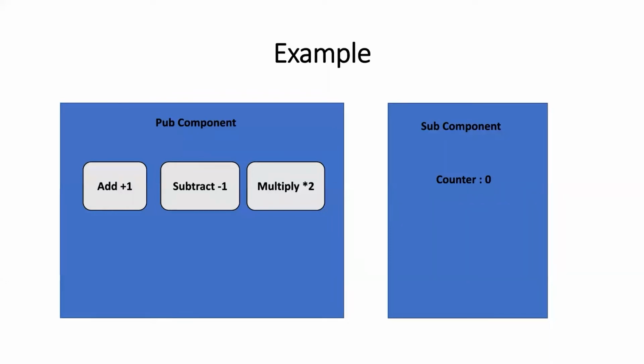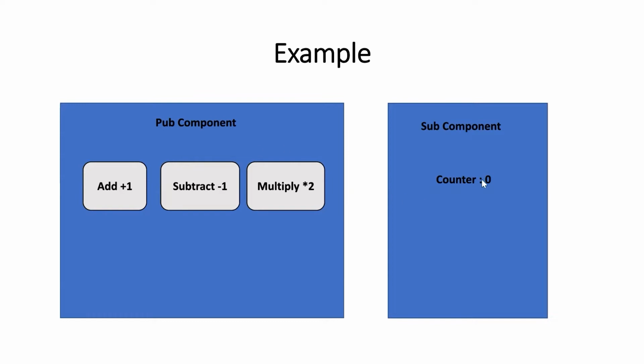So we plan to pass the data from component one, that is the publisher component, and receive the data in the subscriber component, that is component B. Here, it's pretty clear what we will try to do. I will have three buttons on the publisher component: add, subtract, and multiply.